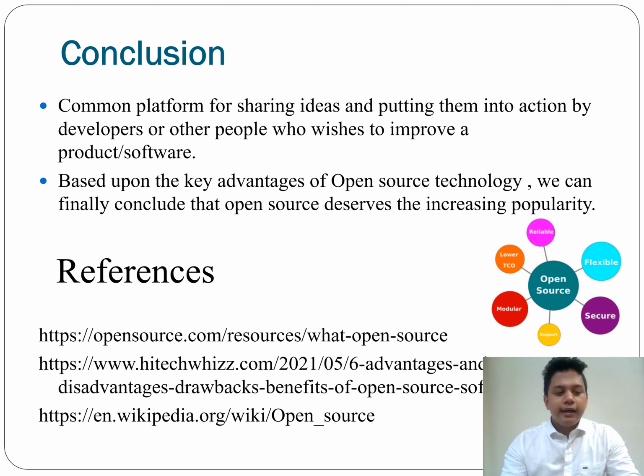So at last I would like to conclude that open source software is a common platform for sharing ideas and putting them into action by developers or other people who wish to improve a software product. Based upon the key advantages of open source technology, we can finally conclude that open source deserves its increasing popularity. That means everyone can use open source and it is easily accessible to all, so that they can make changes in their own way and use it.